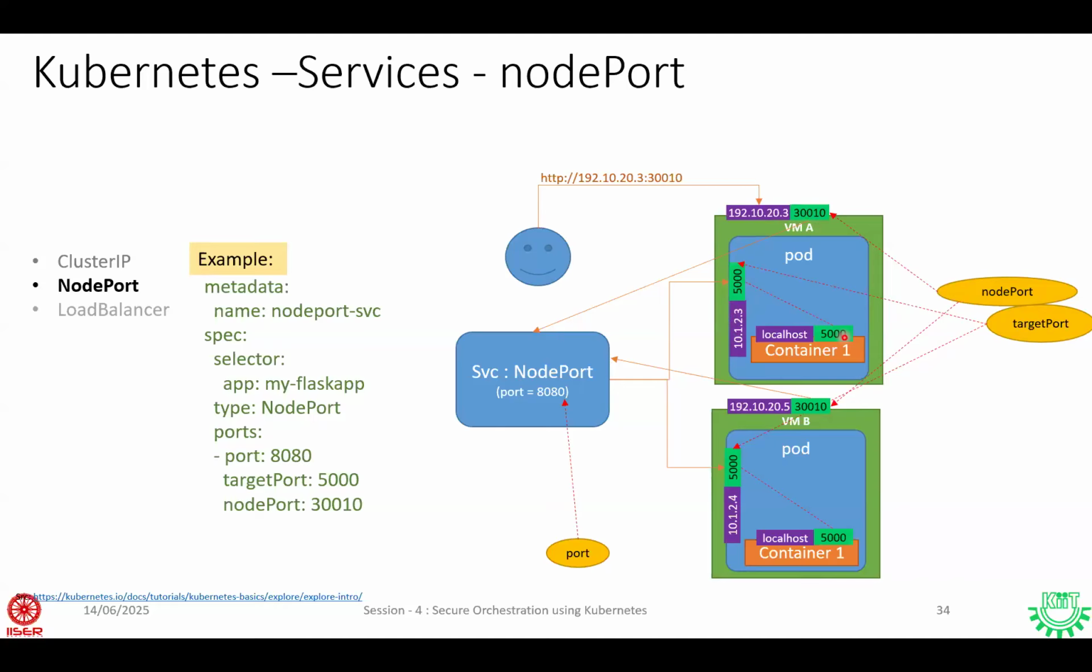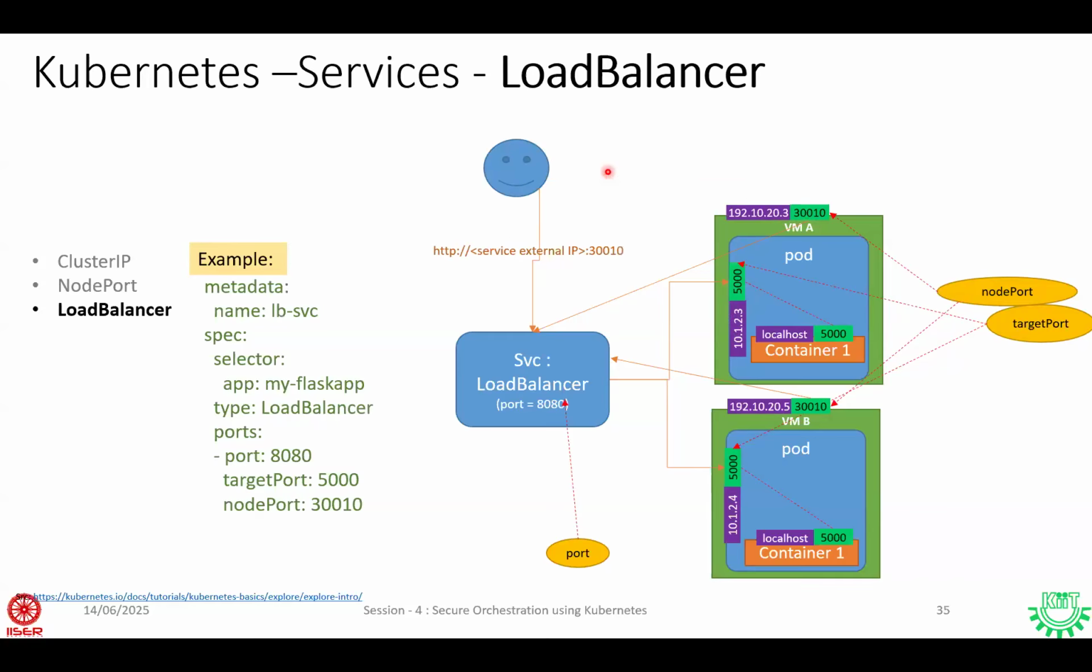Here the question arises that the IP address may change over time. So the load balancer is another type, which will allow you to access the service using a very specific port number. And then the request may be forwarded to VM A or VM B. It depends on the load balancer.